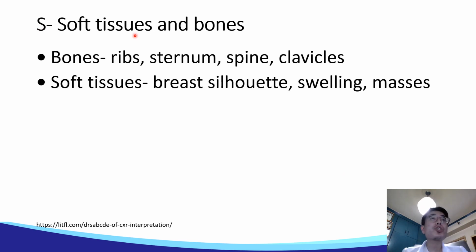S for soft tissues and bones. Specifically, the bones we see and thus evaluate in a chest x-ray are the ribs, both anterior and posterior, the sternum, the bony spine, and the clavicles. For each, we evaluate for symmetry, for any fractures, dislocations, or any lytic or blastic lesions. For soft tissues, we note the breast shadows for female patients, for any swelling, and for any masses visible in the radiograph.